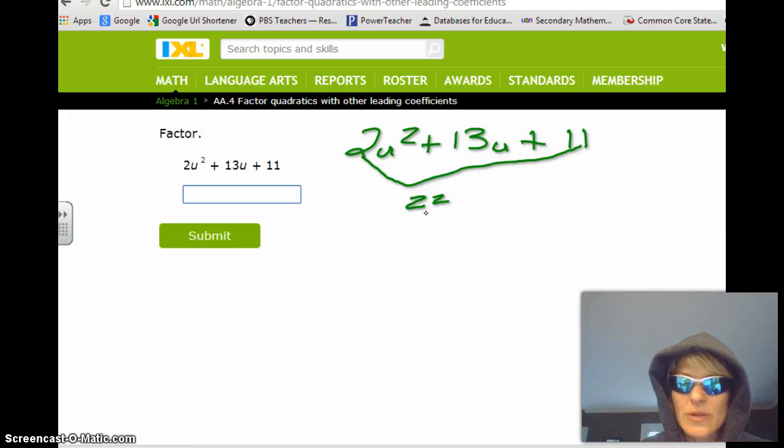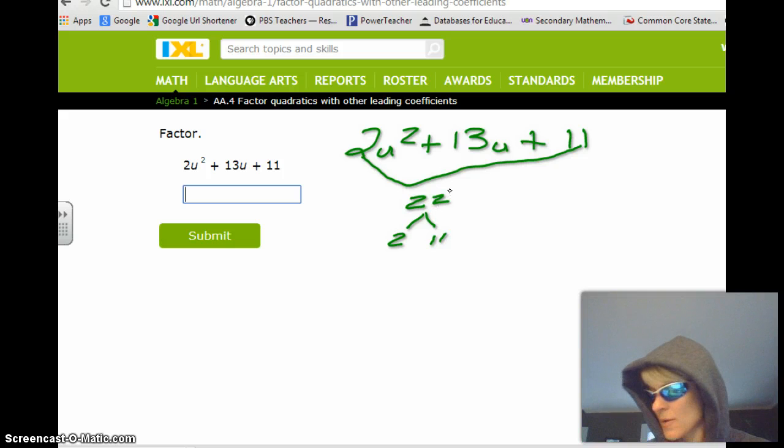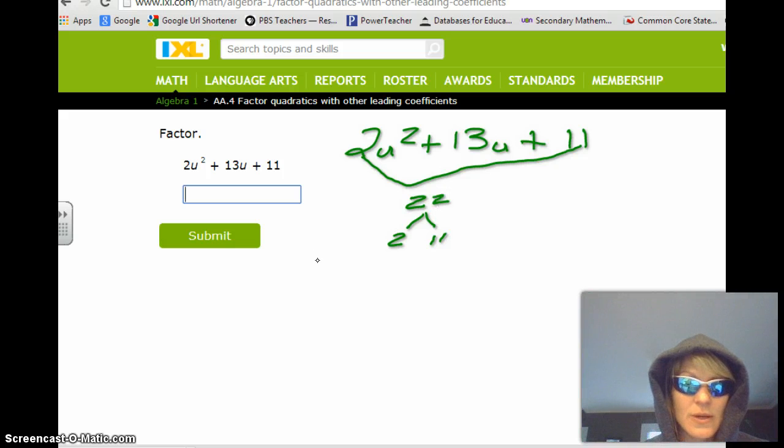And these first ones are pretty easy. So what are the factors of 22 that will add to 13? 2 and 11, right? 2 plus 11 is 13. 2 times 11 is 22. So now we're going to take this and rewrite this equation, 2u squared, and then instead of 13u, I'm going to put in 2u and 11u equals 11. Okay? Then we do grouping of factoring.